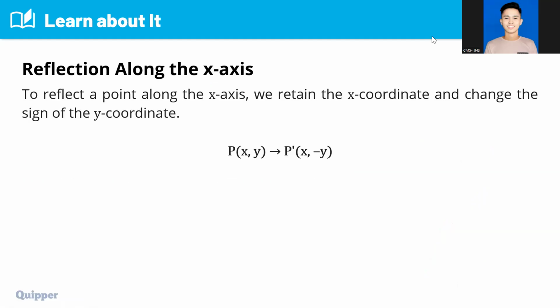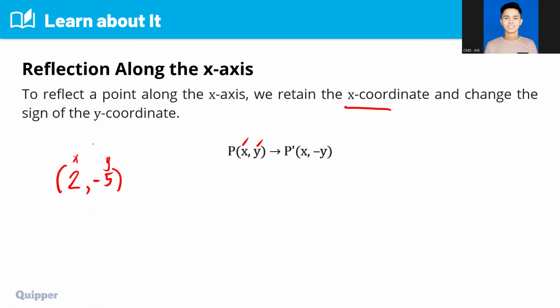So how do we reflect? First, reflection along the x-axis. To reflect a point along the x-axis, we retain the x-coordinate and change the sign of the y-coordinate. When we say x-coordinate, that is our first element, and then the y-coordinate is the second. So for example, you have 2 and negative 5. So 2 is our x-coordinate and negative 5 is our y-coordinate.